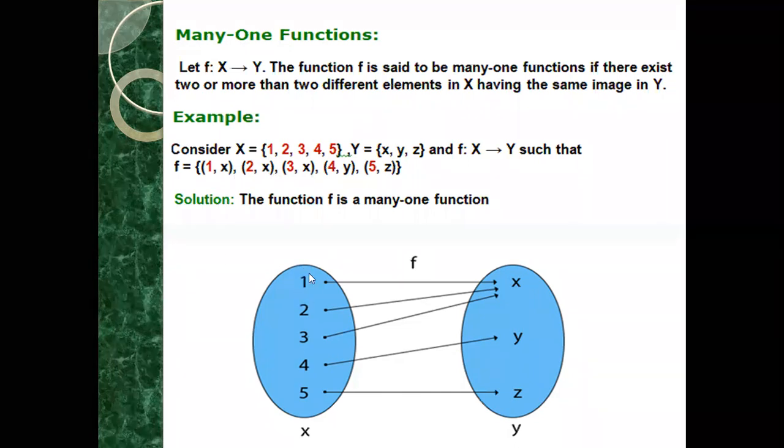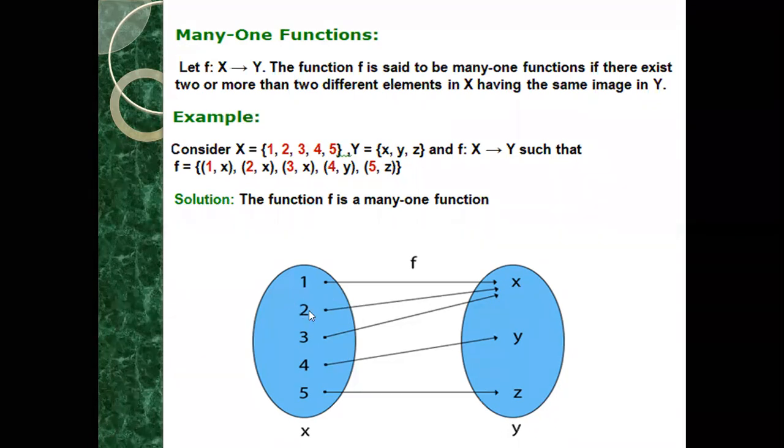The diagram representation: X has 1, 2, 3, 4, 5 and Y has x, y, z. The domain elements 1, 2, 3, these three different elements, have the same image x in the codomain. This type of function is called a many to one function.